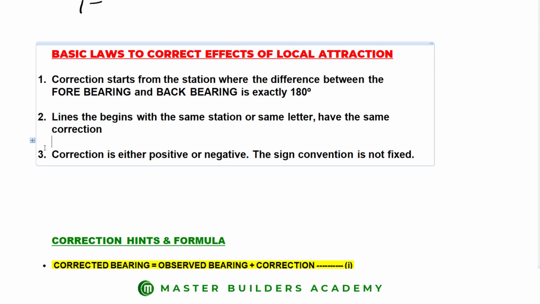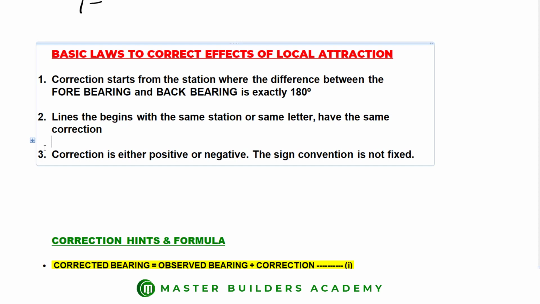I hope you have gotten law number one. Then we move down to law number two. Law number two states that lines that begin with the same station or same letter have the same correction. What it means is, if I have AB, and again I have AD, for instance, because the first line started with A and the second line also started with A, they will have the same correction. The same correction is applied to lines that begin with the same letter.